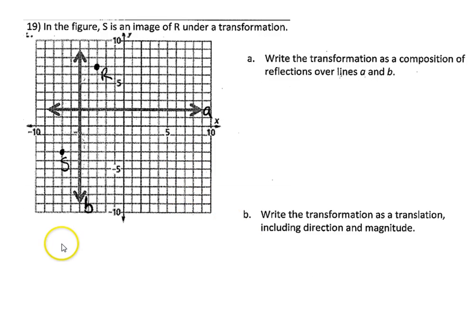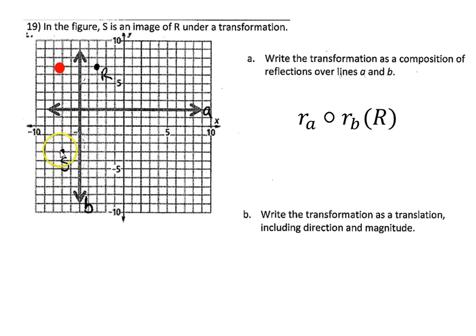Number 19, same kind of idea, just two different lines. Write the transformation as a composition of reflections over A and B. Once again, S is the image of R. So we're ending at S, we're starting at R, and we can go either way here. So there's going to be two different ways to write this. If I take R and I reflect it over B, it ends up right here, 1, 2 away, 1, 2 away. If I take this red point and reflect it over A, I would end up at S. So we took R, we reflected it over B, and then we reflected it over A, and we ended up at the point S.